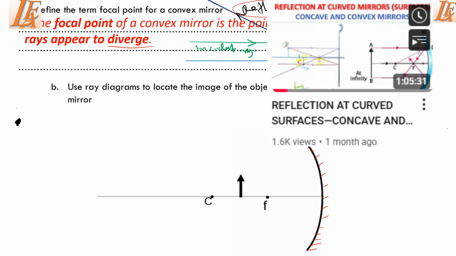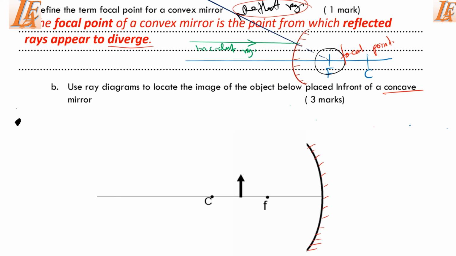So the first ray that you're going to use in this case is a ray from the tip of the object parallel to the principal axis, like that. This ray will get reflected and it will pass through the focal point, like that. That is the first ray.